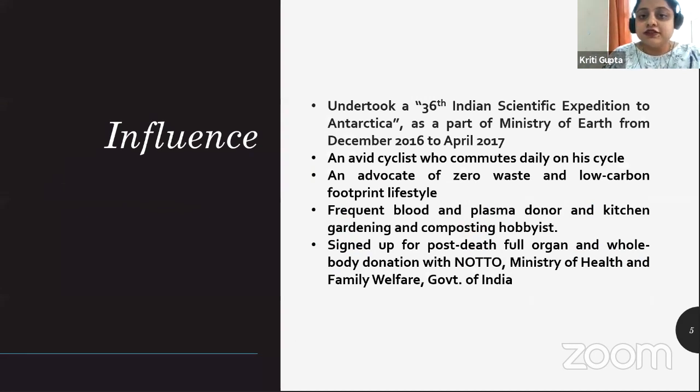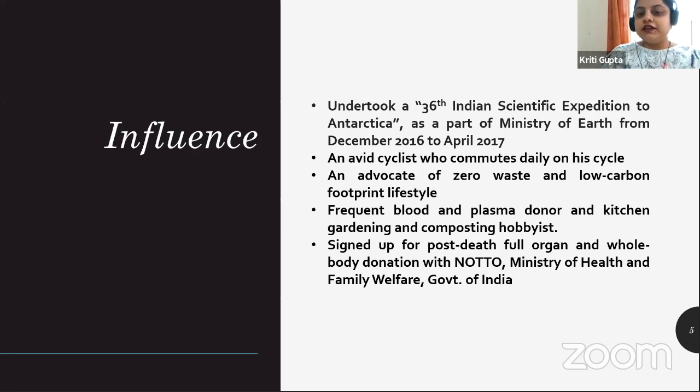Now influence. He undertook the 36th Indian expedition to Antarctica as a part of Ministry of Earth from December 2016 to April 2017. An avid cyclist who commutes daily on his cycle, an advocate of zero waste and low carbon footprint lifestyle. He is also a frequent blood and plasma donor and kitchen gardening and composting hobbyist.